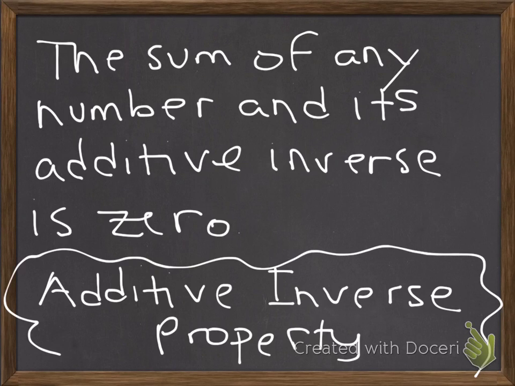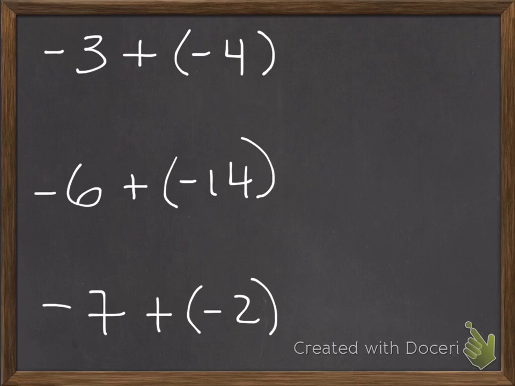Just keep in mind, if you have the sum of any number and its additive inverse, which means opposite, such as 5 plus negative 5, the result is always 0. That is called the additive inverse property, but you just need to remember when you add opposites, you get 0. So we're going to do a few practice ones.